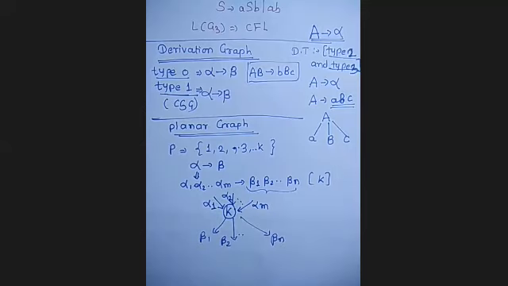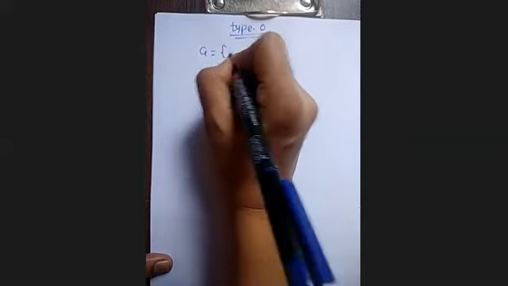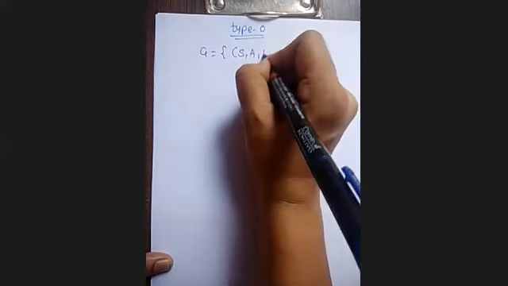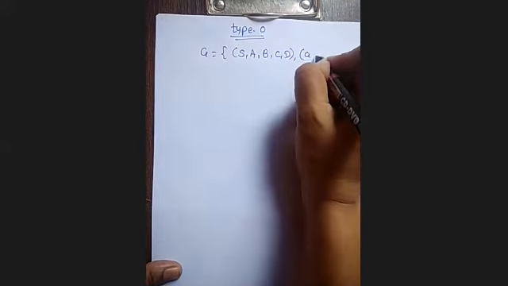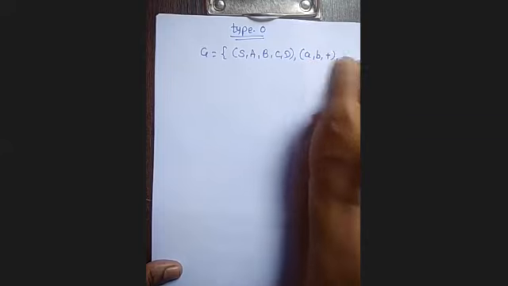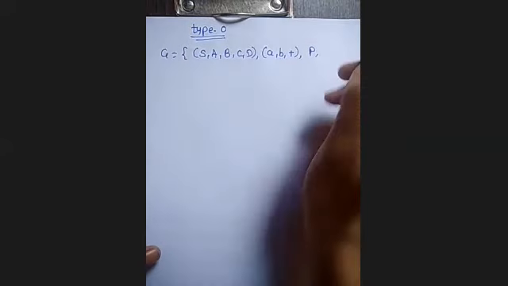So we'll take the example of the derivation graph. I'm considering here a type 0 grammar. Let G be a grammar with the non-terminal set S, A, B, C, D. This is my non-terminal set. Let the terminal set be A, B, and plus. Production rules we'll write one by one. Let P be the set of production rules and let S be the start symbol.